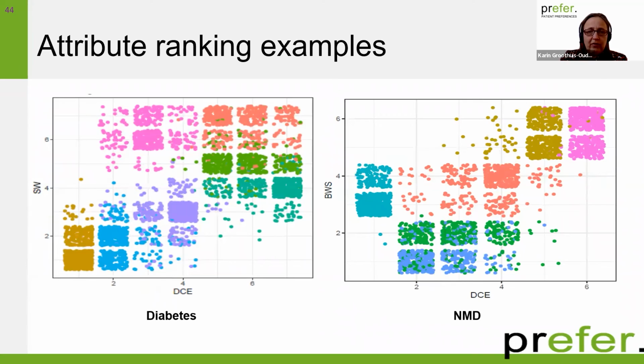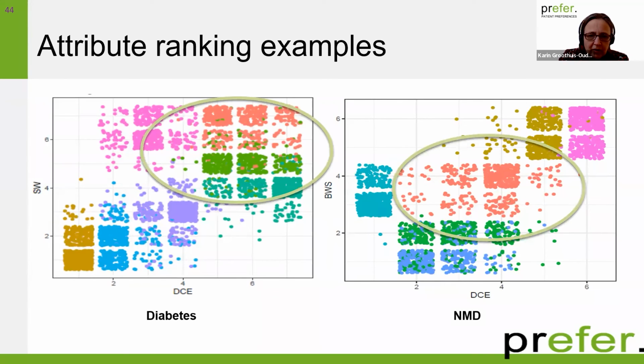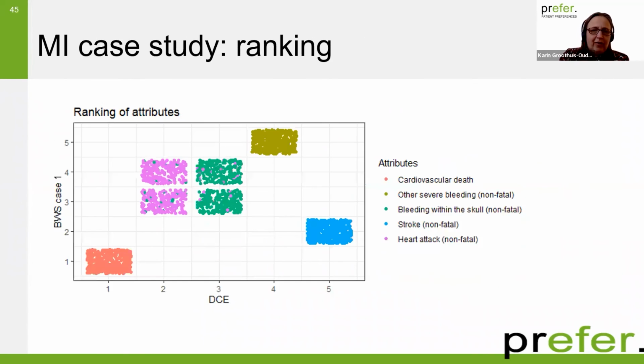Next slide. Here you see the same picture for myocardial infarction. You see a clear shift in the relative ranking, although cardiovascular death is the most important attribute irrespective of the methods, but the other attributes change with respect to their ranking.